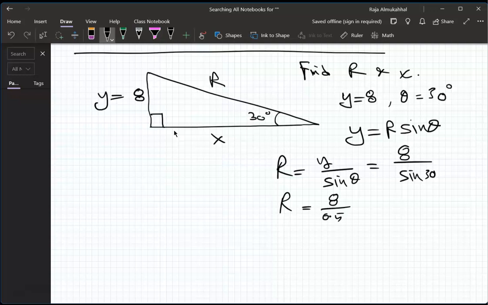Make sure that your calculator is set to degrees, not radians. This is very, very important. Otherwise, you'll mess up all your calculation. So 8 divided by half is 16. So there we go. So r is equal to 16. That's how we find it.